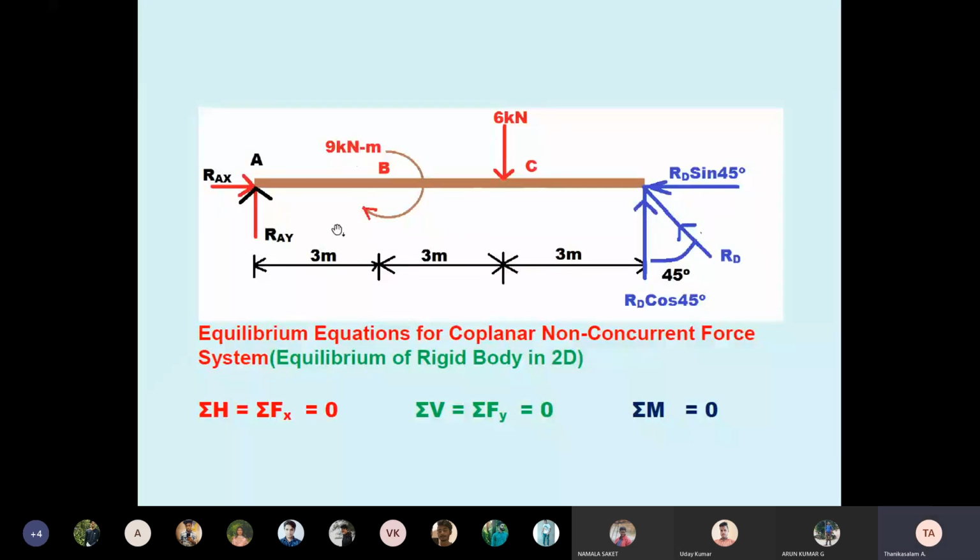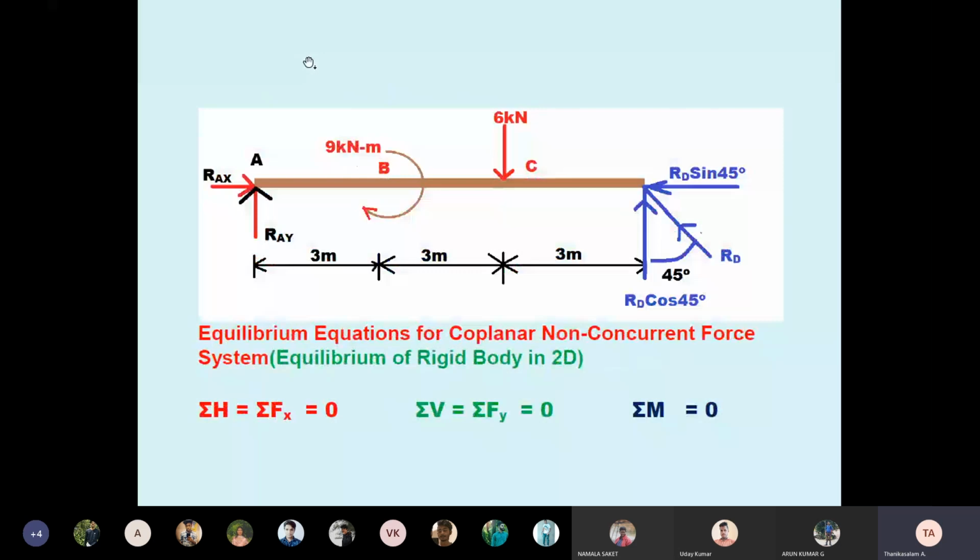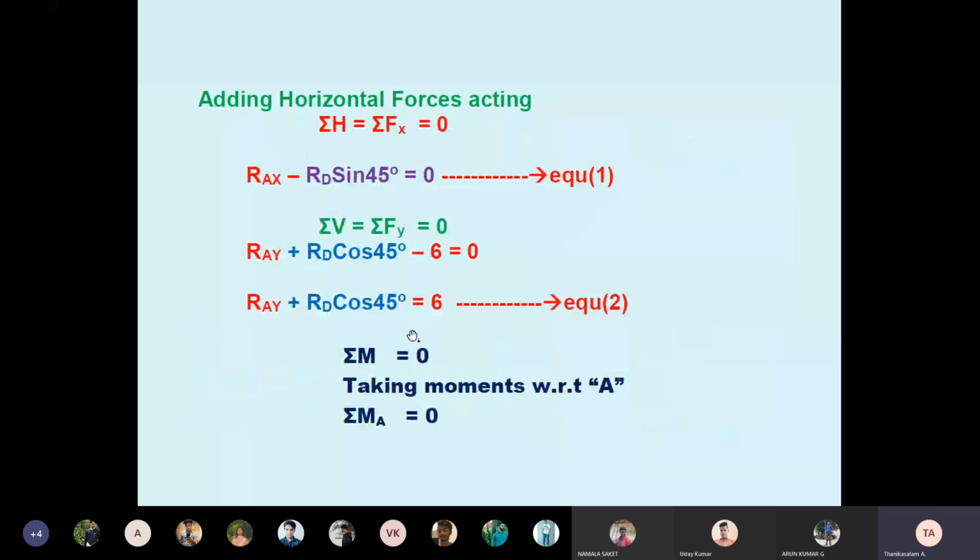Okay, so we are assuming the equilibrium equations. Summation H equal to 0, summation V equal to 0, summation M equal to 0. Summation H: RAX positive minus RD sin 45 equal to 0, equation 1. Then summation V equal to 0: RAY plus RD cos 45 minus 6 equal to 0. That is equation 2. Okay, taking moment.